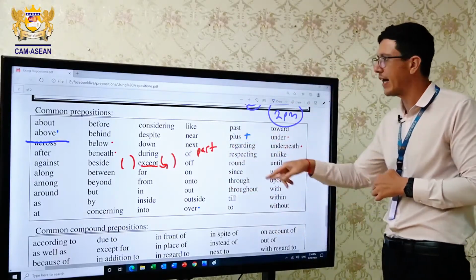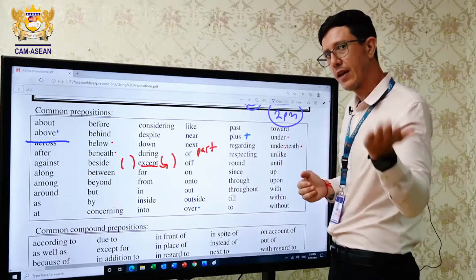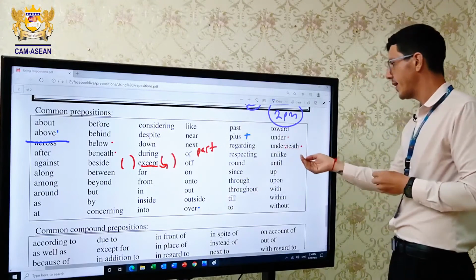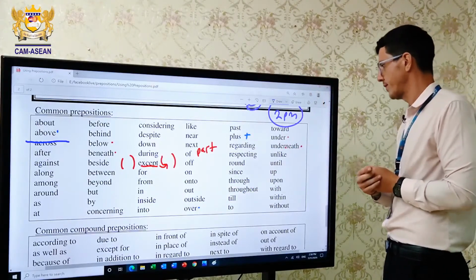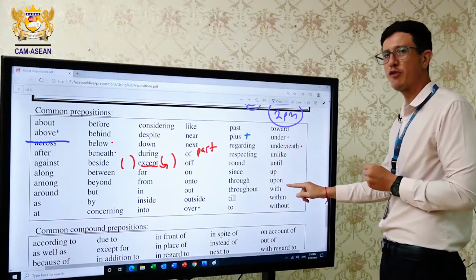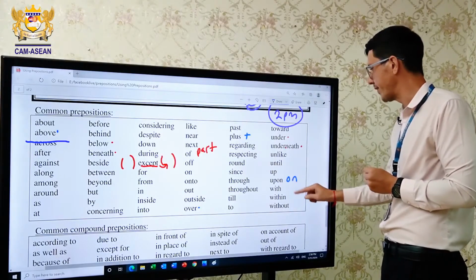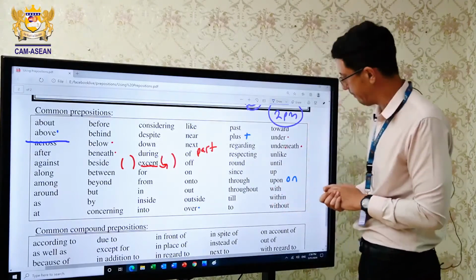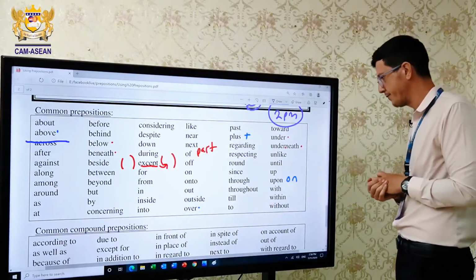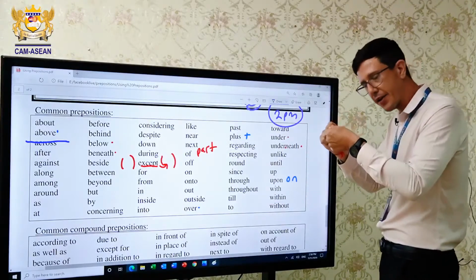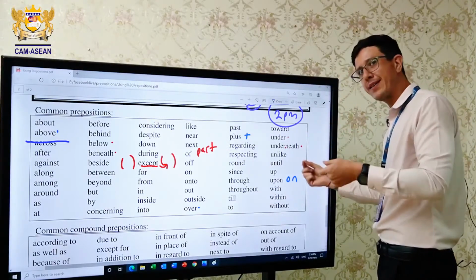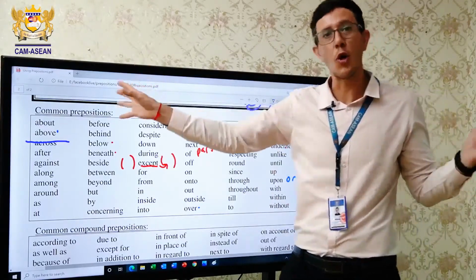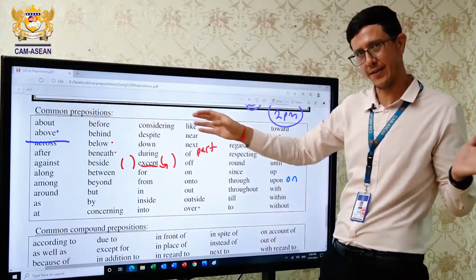Underneath. We said unlike, opposite; like is example, unlike, not example. Until, up. Now, upon is the formal way to say on. No difference. We often use it with time, but it can be time or place. With means together. Within means together inside. Without means don't have, not together.